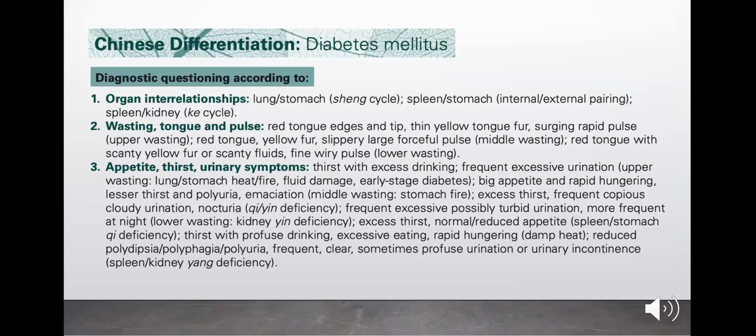Excess thirst, frequent copious cloudy urination, nocturia, qi or yin deficiency, frequent excessive, possibly turbid urination, more frequent at night: lower wasting, kidney insufficiency. Excess thirst, normal or reduced appetite: spleen, stomach, qi deficiency. Thirst with profuse drinking, excessive eating, rapid hungering: damp heat. Reduced polydipsia, polyphagia, polyuria, frequent, clear, sometimes profuse urination or urinary incontinence: spleen, kidney yang deficiency.